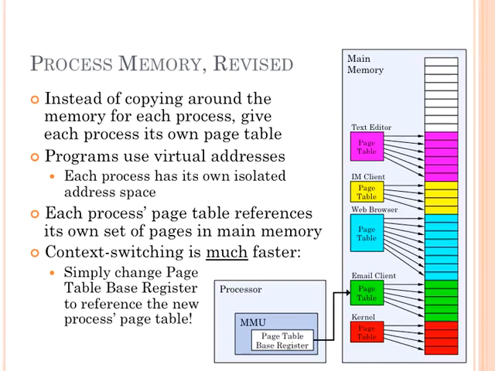And guess what? Now context switching is a lot faster, because all we really need to do is just change the page table base register to point to the new process's page table. You change one register and magically, boom, the virtual address space changes from one process to another. Everybody got that? It's totally awesome.